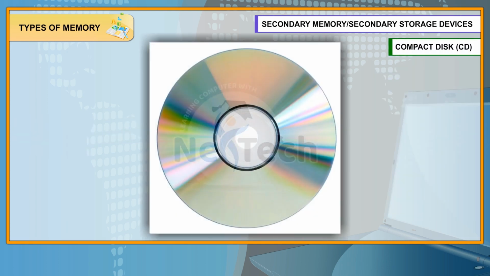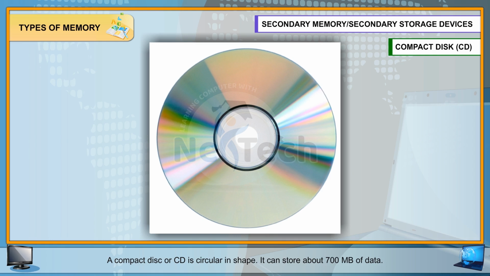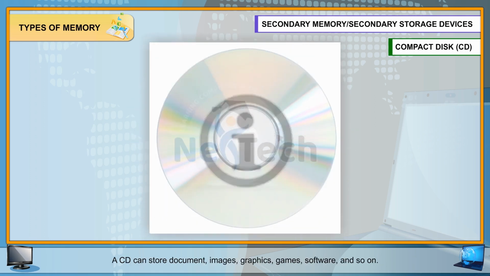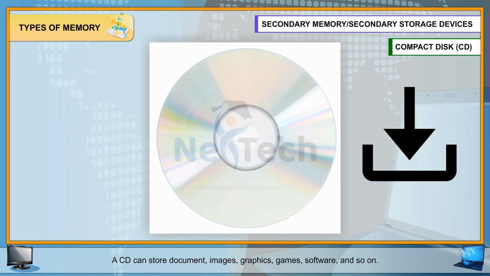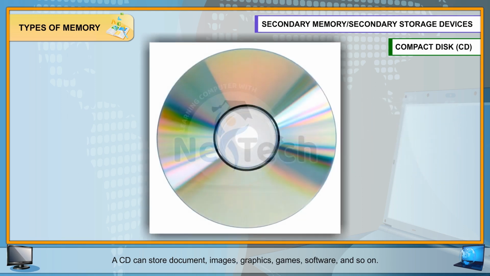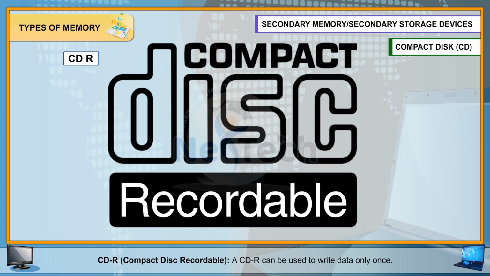Compact disc, CD. A compact disc or CD is circular in shape. It can store about 700 MB of data. A CD can store documents, images, graphics, games, software, and so on. Compact discs are of the following two types. CDR, compact disc recordable. A CDR can be used to write data only once. This data cannot be changed or erased, but can be read as many times as you want.